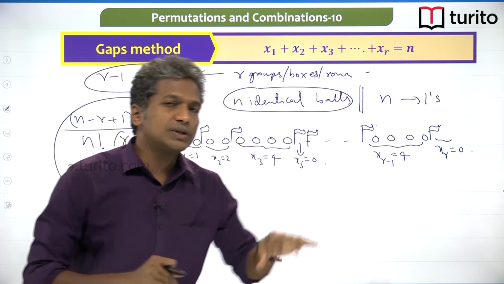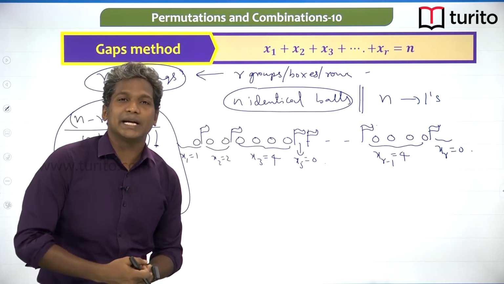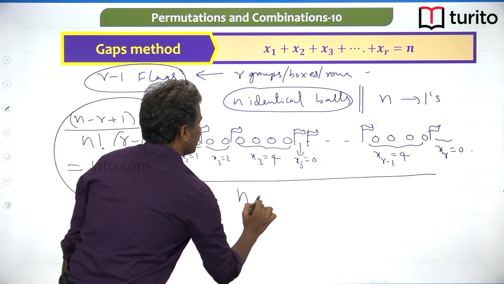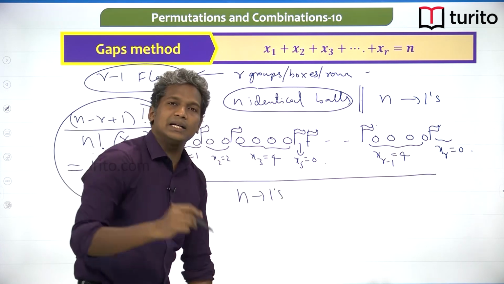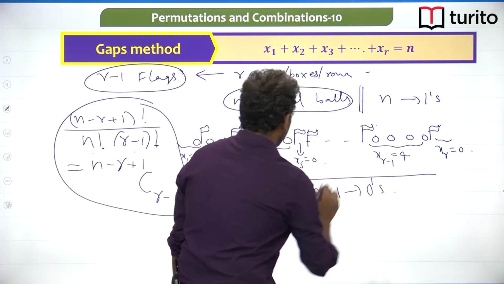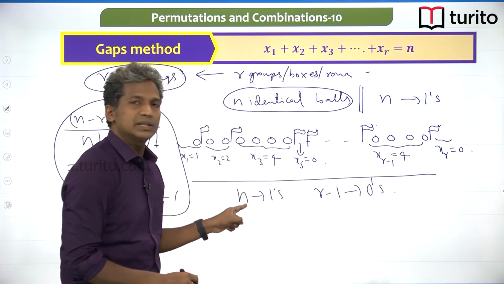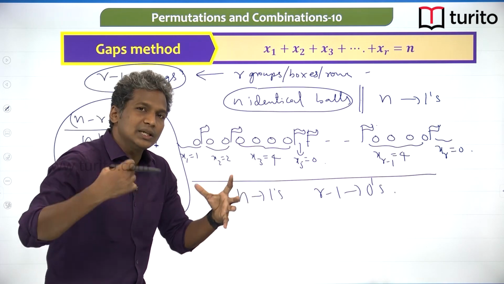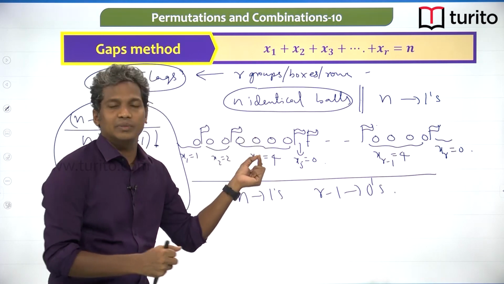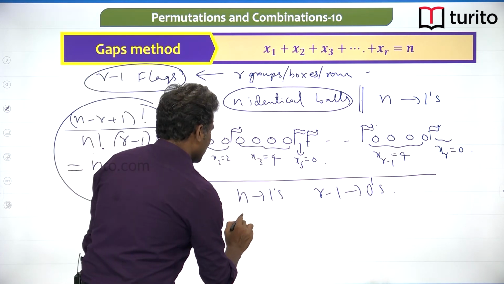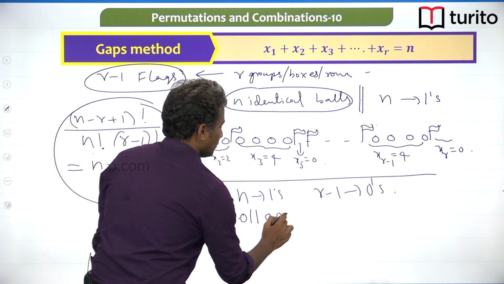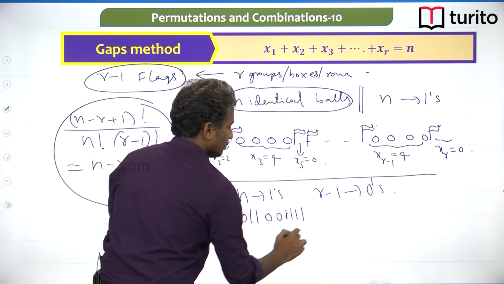We can also apply the ones and zeros idea here. For example, let's imagine that there are n ones, and let's imagine that there are r minus 1 zeros, and you are going to arrange these zeros and ones, and the locations of the zeros will represent the values of these variables. For example, here let's say we have 1 zero, we have 2 ones here, we have 0 zero, and we have 4 ones, and so on.